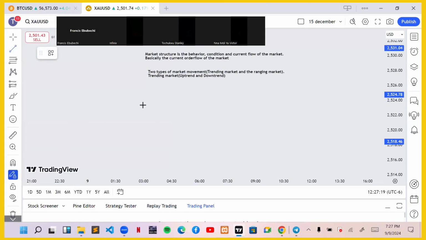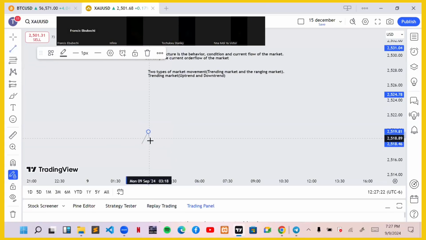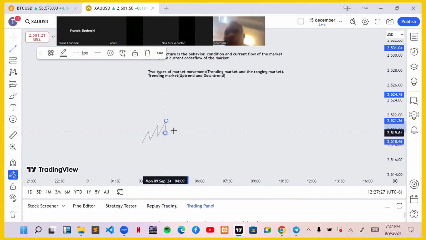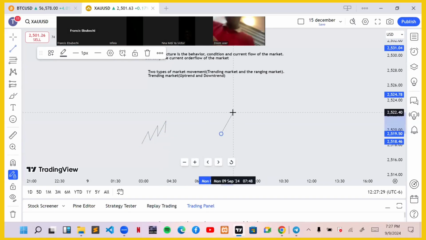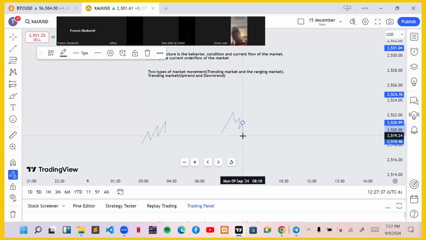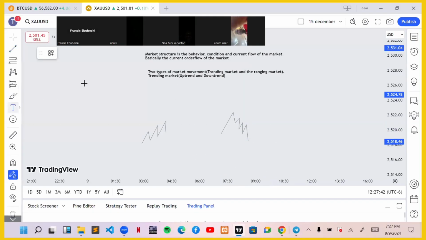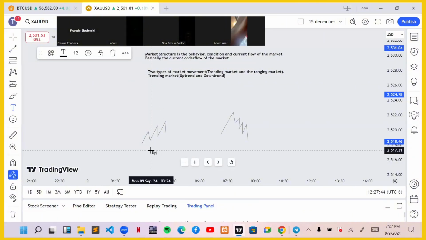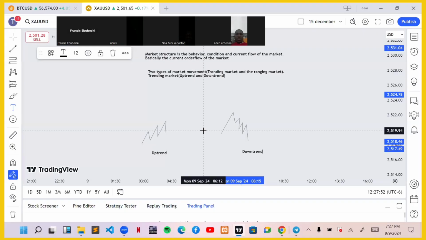So something like this is an uptrend, and a downtrend is something like this. There is a downtrend, there is an uptrend, and this is a downtrend.